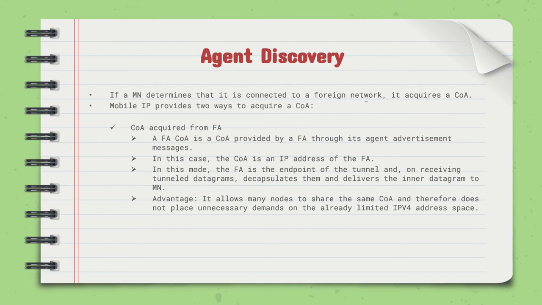Okay, if a mobile node determines that it is connected to a foreign network, it acquires a care-of address. Mobile IP provides two ways to acquire a care-of address. First, care-of address is acquired from foreign agent. A foreign agent care-of address is a care-of address provided by a foreign agent through its agent advertisement messages. In this case, the care-of address is an IP address of the foreign agent. While in this mode, the foreign agent is the endpoint of the tunnel and on receiving the tunnel datagrams, decapsulates them and delivers the inner datagram to mobile node.